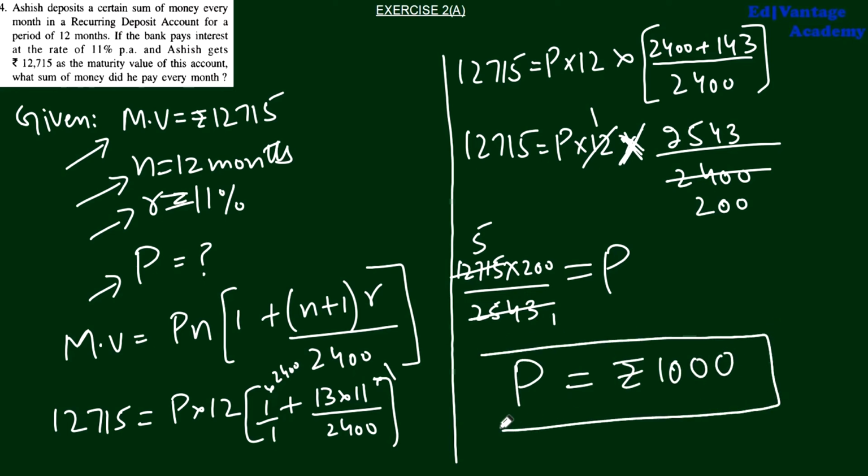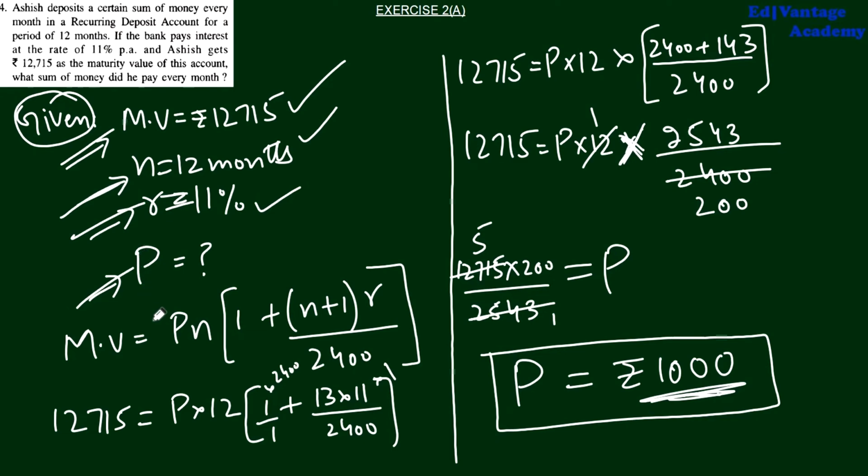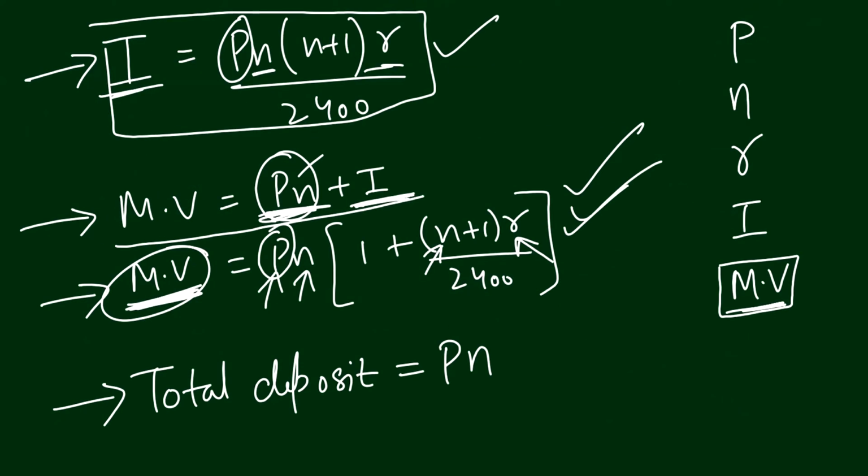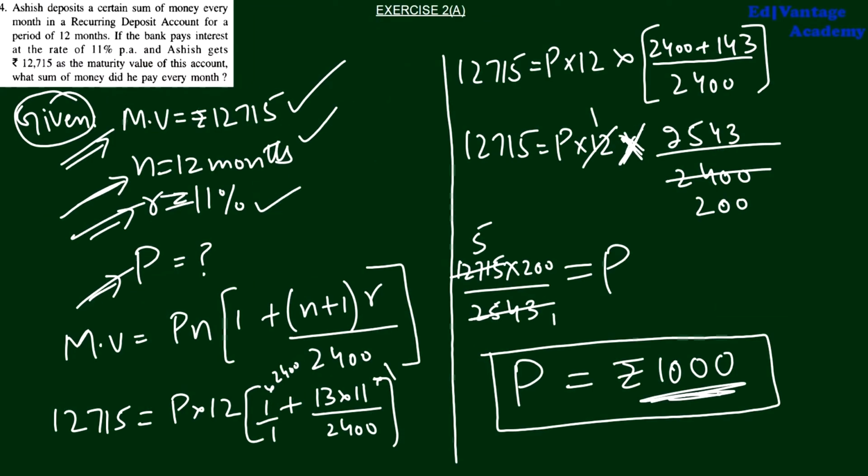So Ashish is depositing 1000 rupees per month for 12 months with 11% rate of interest given by the bank. Then only Ashish is getting 12,715 as maturity value. So we understood we need to write the given data and see what to find. Based on that, we will check in the formula page what formula we should use for that particular question.